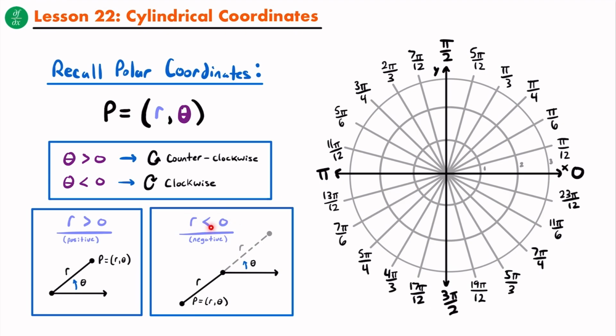But if the radius is less than 0, or if it's negative, you measure your point as normal, but then you reflect it to the other side of the polar coordinate system. Okay, so typically when I plot a point in the polar coordinate system, I first measure my angle, then I measure my radius, and if the radius is negative, then I reflect that point to the other side of the coordinate system. Okay, or another way you could think about it is you're adding an angle of pi to your angle, or 180 degrees. Alright, so that's how the polar coordinate system works.